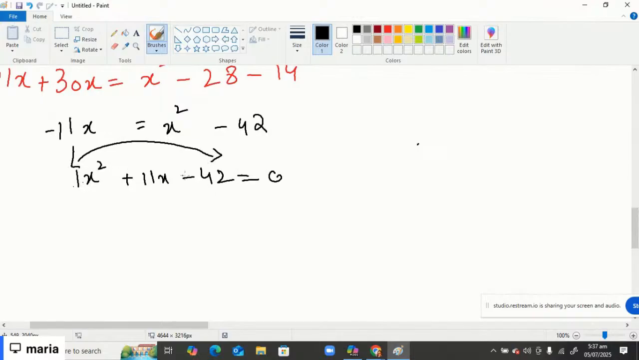So this is 1, so there is 42. So 42 times 1 is 42. Now we make a factor of 42. What are the factors for 42? We are just making the factors. In the end, we are making two factors. When we multiply these two factors, we get the answer of this one. And when we add or subtract these two factors, we get the answer of the middle one.